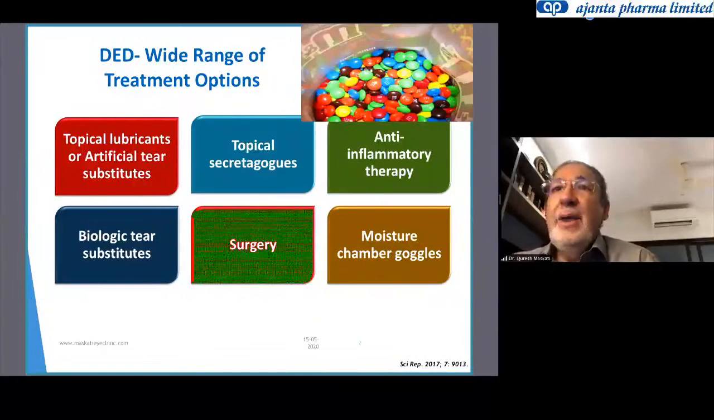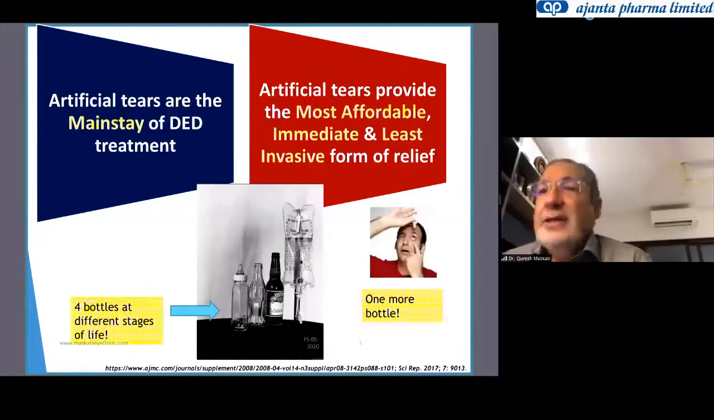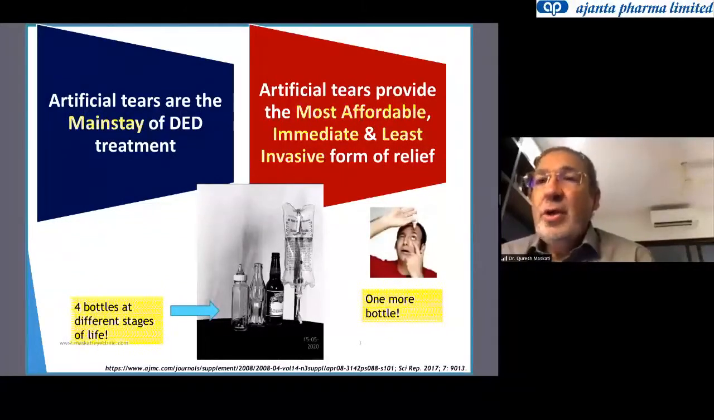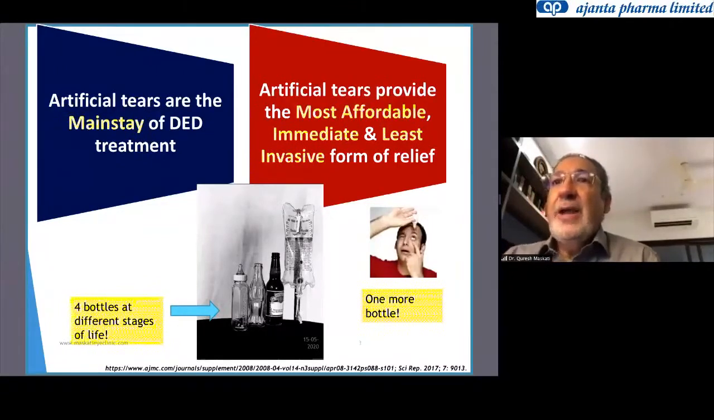But time being short, we'll talk only about the lubricants, which are the mainstay of dry eye disease. Everyone from the chemist to the family physician to the general ophthalmologist to the cornea specialist prescribes artificial tears because they're the most affordable, immediate and least invasive form of relief. And as we grow older, you know, the 4 stages in life, the 4 bottles: the milk bottle, the Coke bottle, the beer bottle, the saline bottle, and now there is the 5th bottle, which is the eye drops, which almost all of us seem to require.